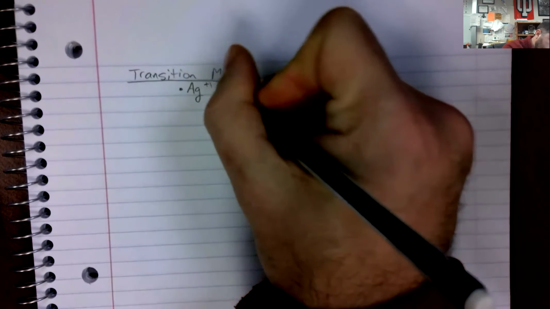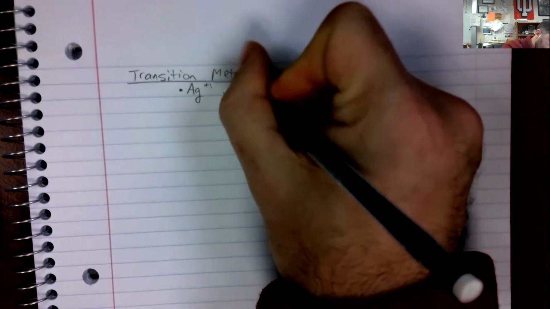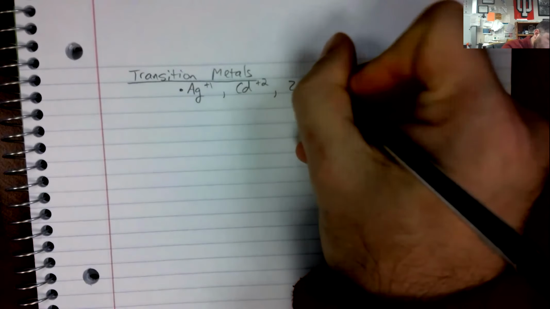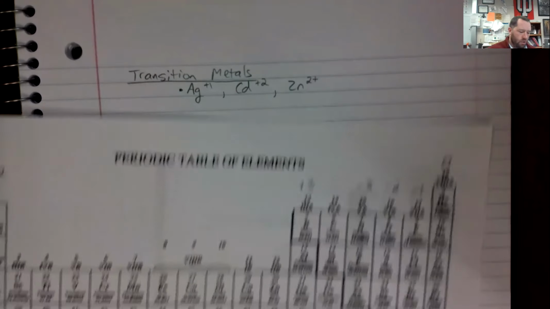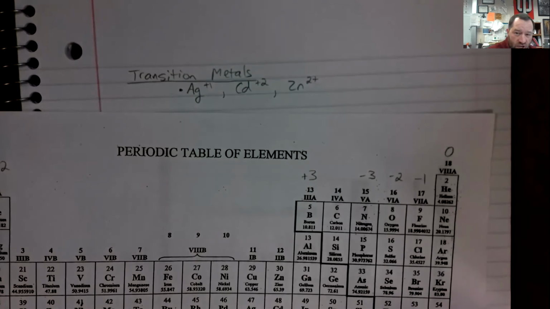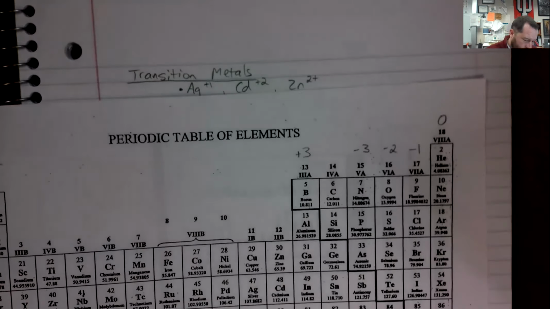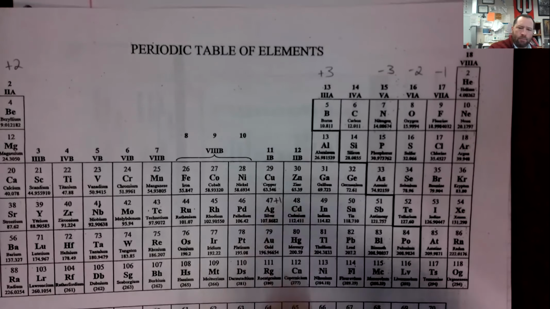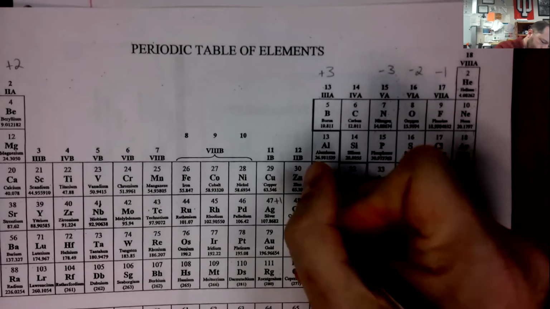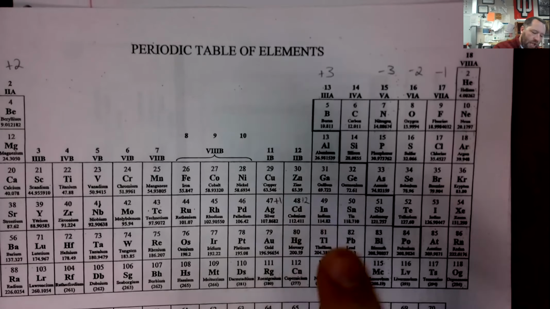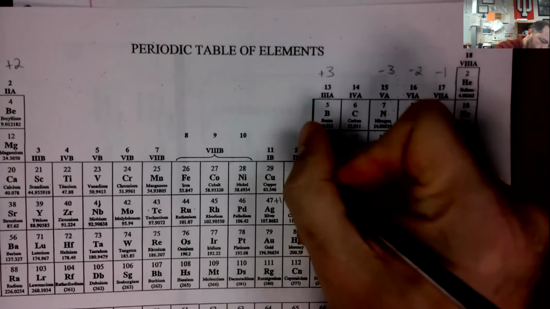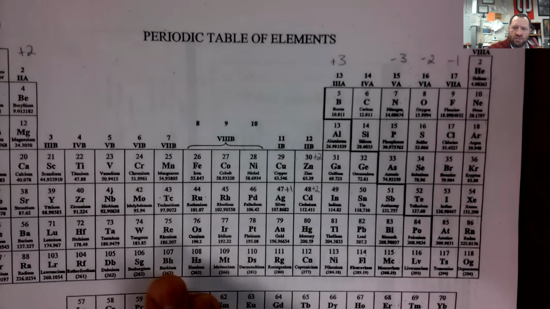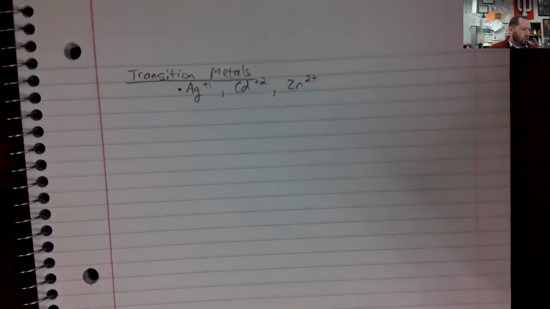Silver has a +1 charge. Cadmium a +2. And zinc a +2. So those 3 we just have to memorize. Again, I'm going to add in my periodic table. Why think too long and hard? When I have this readily available, I'm going to add the +1 to silver, +2 to cadmium, and +2 to zinc. So there we go. Now I can just have that easy reference. Those three are going to have those charges.